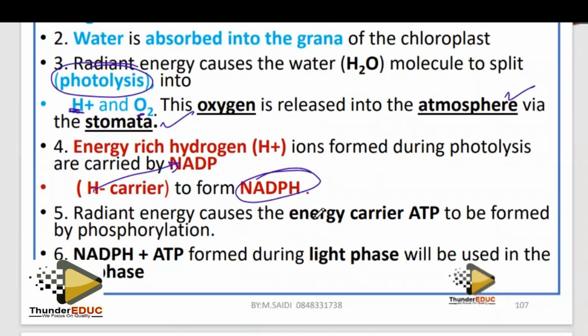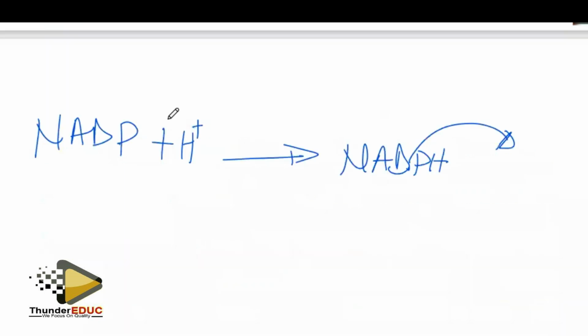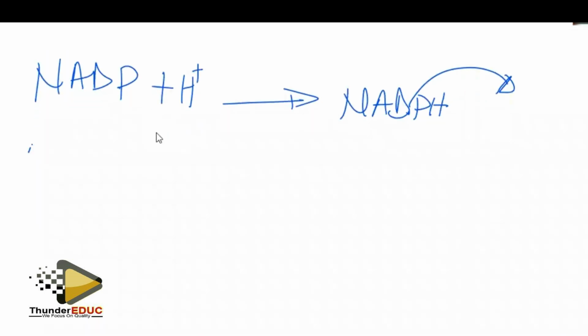The radiant energy also causes the energy carrier ATP to be formed by the process of phosphorylation. Phosphorylation, what happens? Let me show you what happens. Before, it is ADP, which is adenosine diphosphate. It means that there are two phosphate groups.